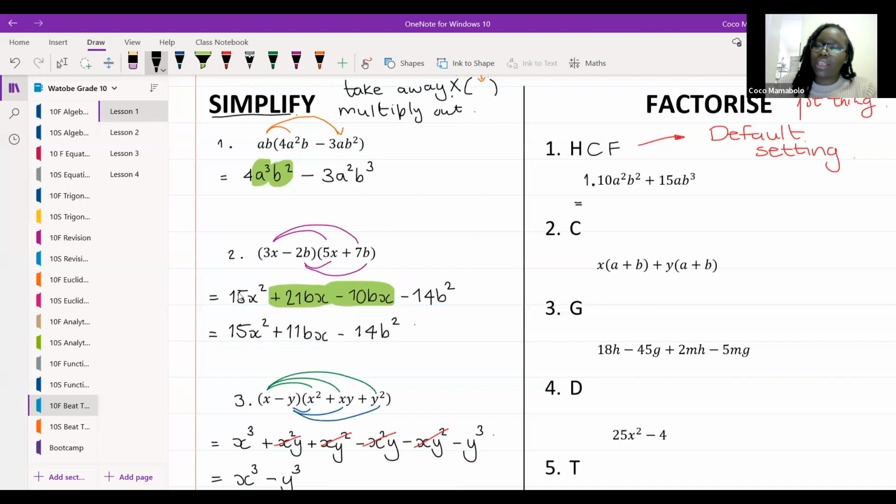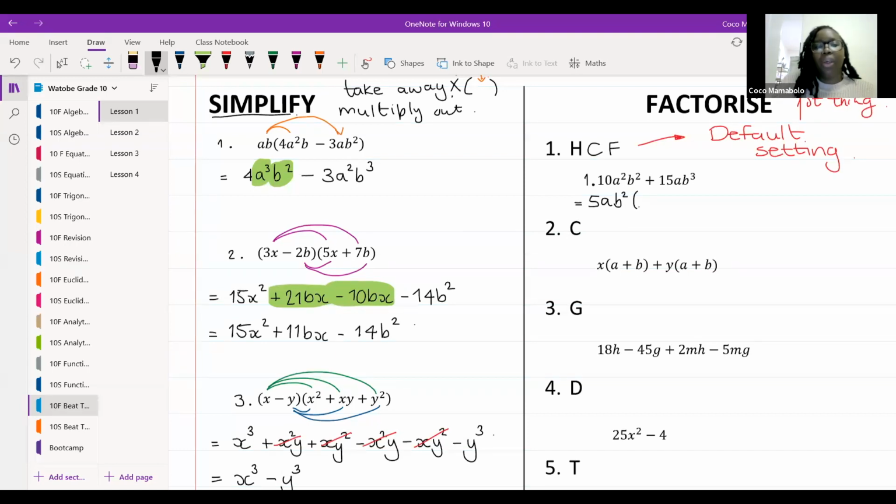Okay, I know that I can take out 5 as a common number. That's the highest common factor. And for my A's, I always take the one with the smallest exponent, so the smallest exponent will just be A. And for my B's, the one with the smallest exponent will be B squared. So that's what I'm going to take out here.